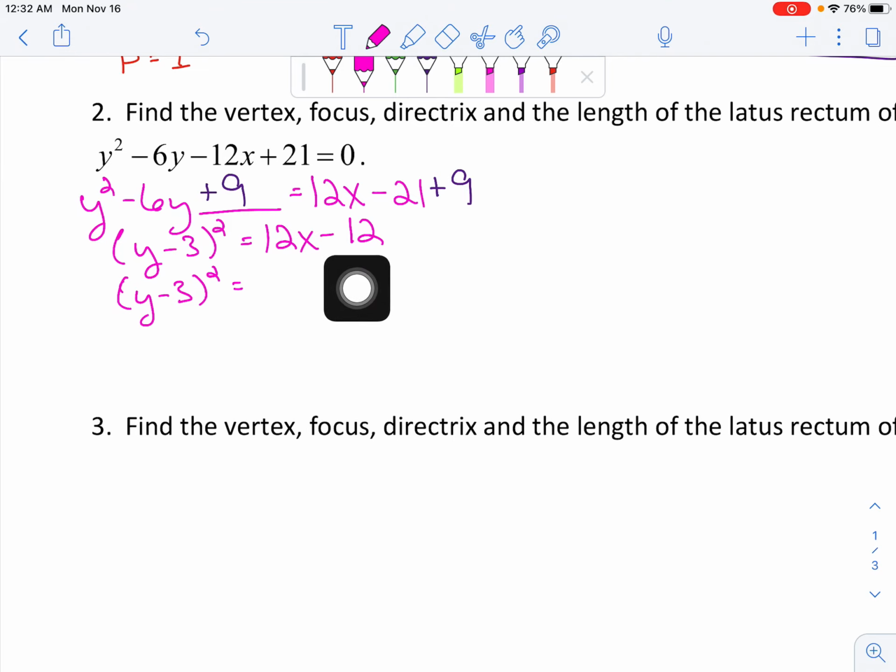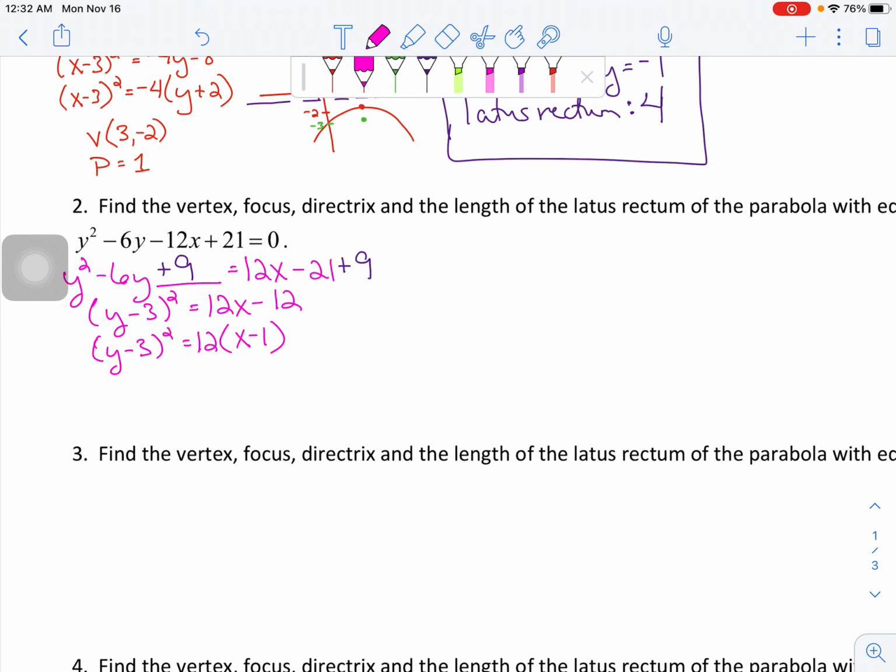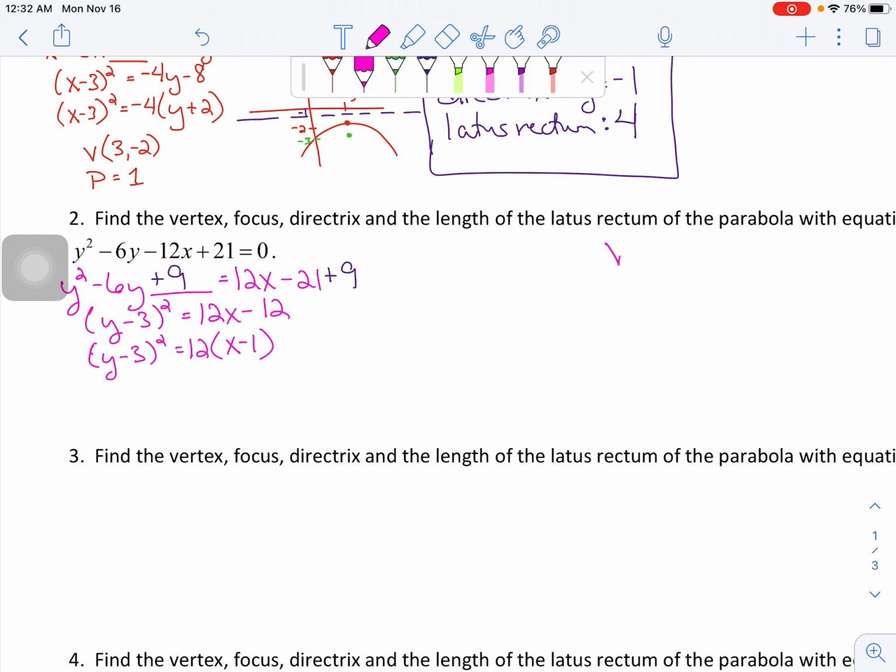Now, again, when you have this right side here, I need to factor out whatever coefficient I have. In this case, it's 12. So let's see, x minus 1 is left behind. All right, so information that we know. We are looking for a vertex. Let's see, what else do we have here? A focus, a directrix. There we go. And latus rectum.